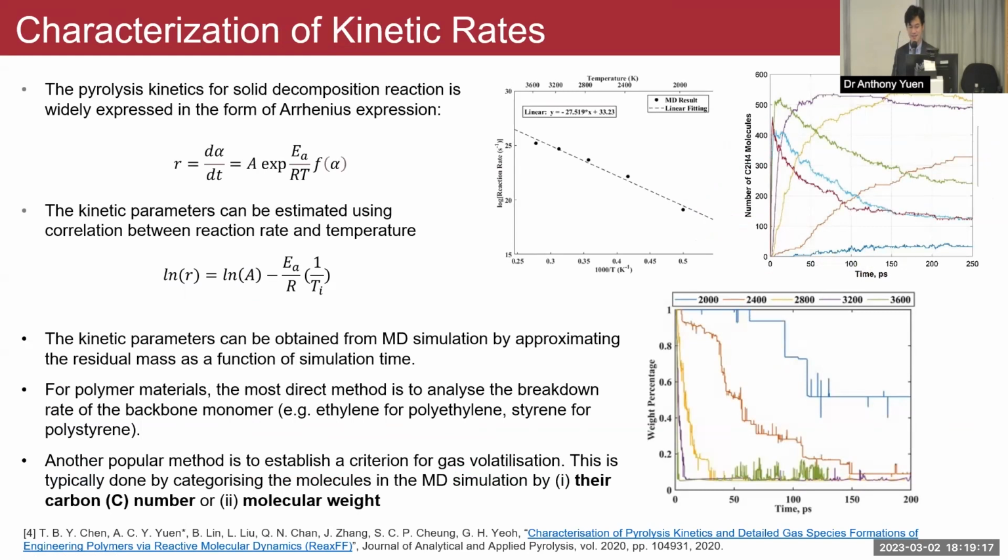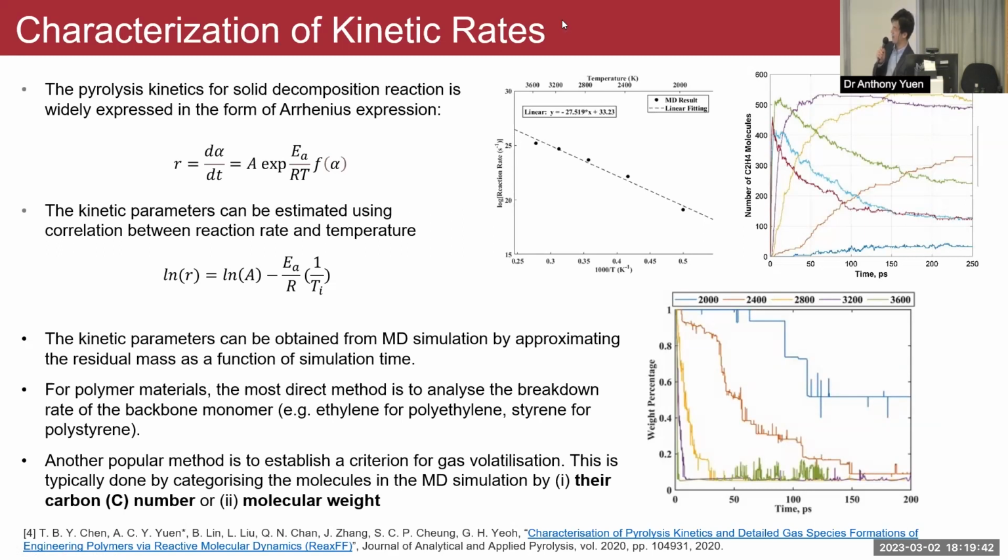So here's a characterization of the kinetic rate. We look into the pyrolysis behavior. The importance of having this rate is, if you're familiar with FDS, then you always need the above Arrhenius expression to solve the kinetic rate of your pyrolysis.